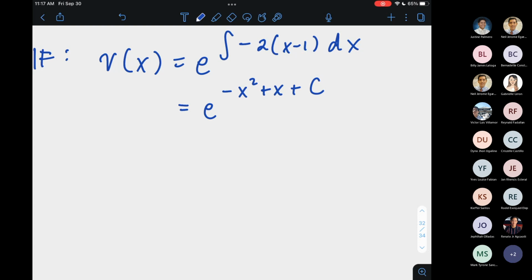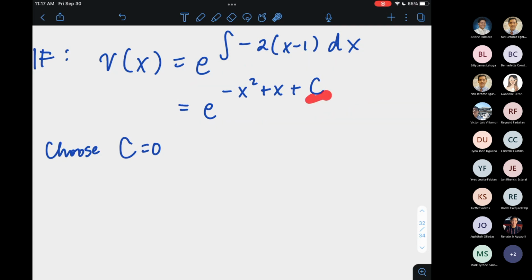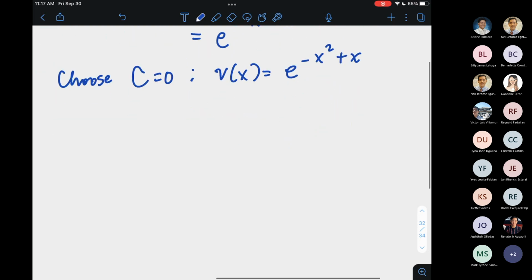Right. Okay. So we will choose c equals 0 kasi kahit anong integrating factor na ganito yung itsura pwede. So kahit anong c pwede nyong gamitin. Pero for simplicity, I'm going to choose c equals 0. So my integrating factor is e to the minus x squared plus x. And this is what I'll multiply to both sides of our ODE.